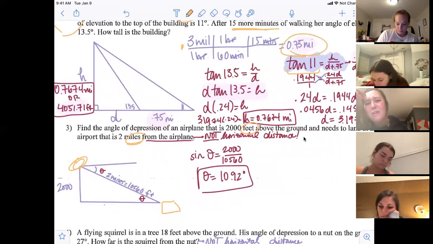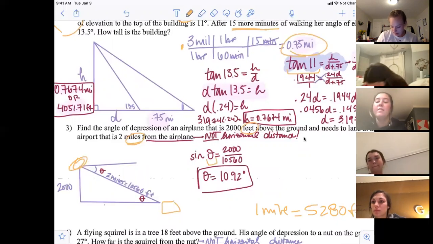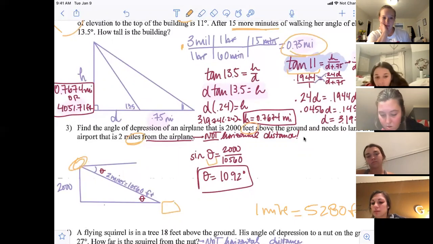How many feet are in a mile again? I feel like I should know this, but I just don't off the top of my head. 1 mile is 5,280 feet, I think. Yeah, that sounds right. I know those are the right digits. I think that's the right order. Yeah. Cool. Any other questions 1 through 3?